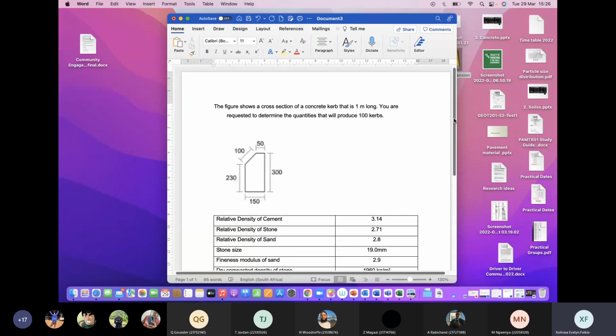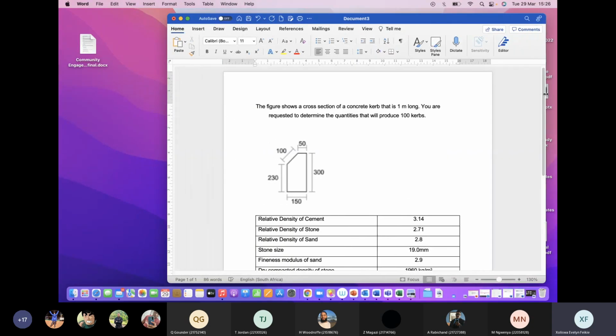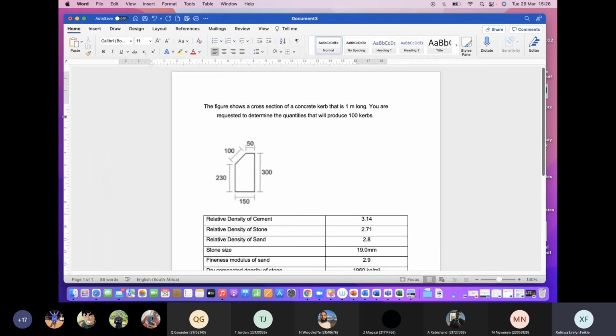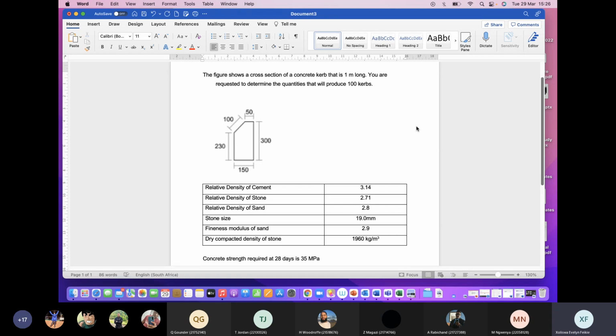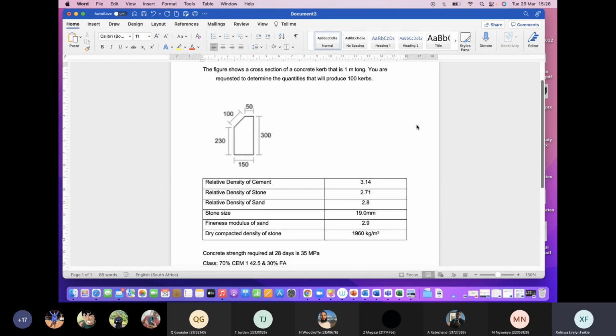So what they have here is they say that the figure shows a cross section of a concrete curb that is 1 meter long, right? You are requested to determine the quantities that will produce 100 curbs. So that's number one. And then those are the dimensions of the curb. And this is the information.